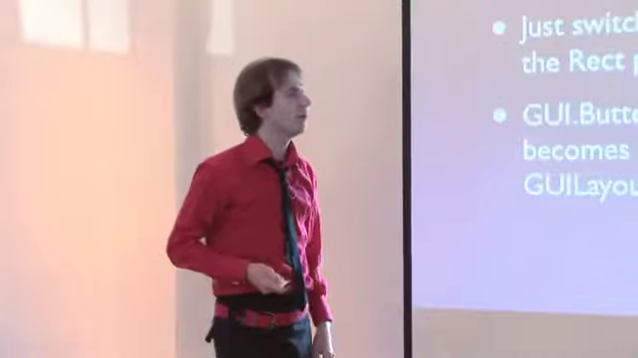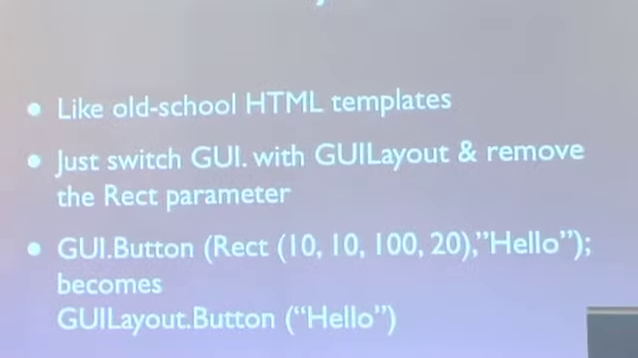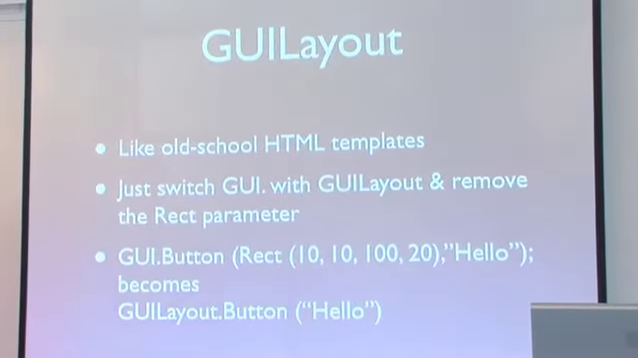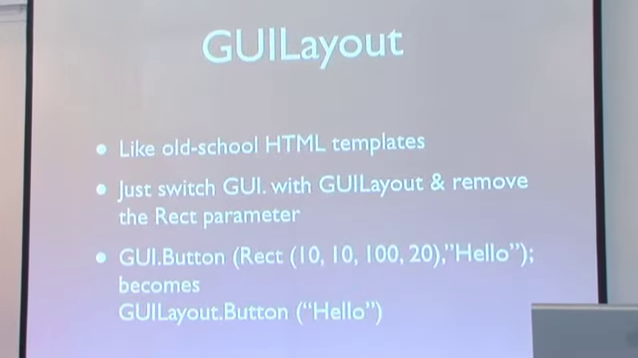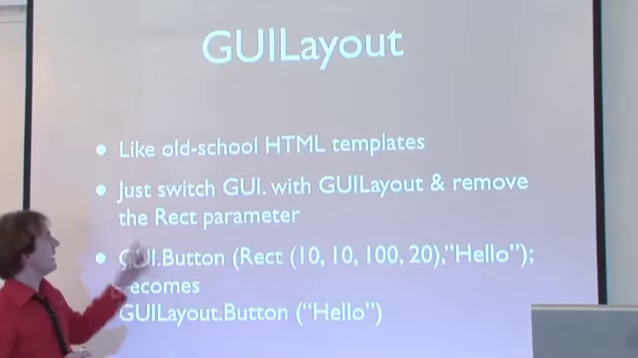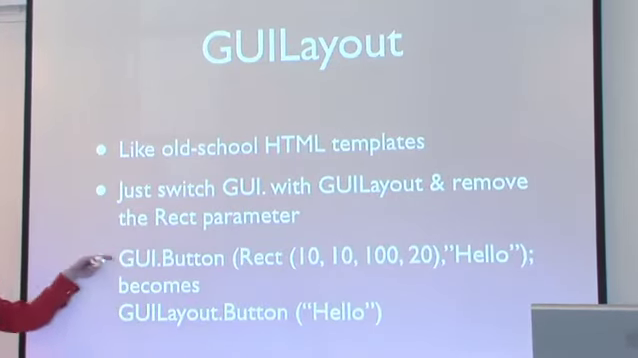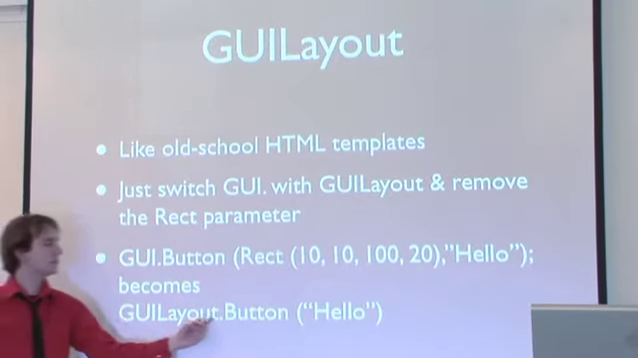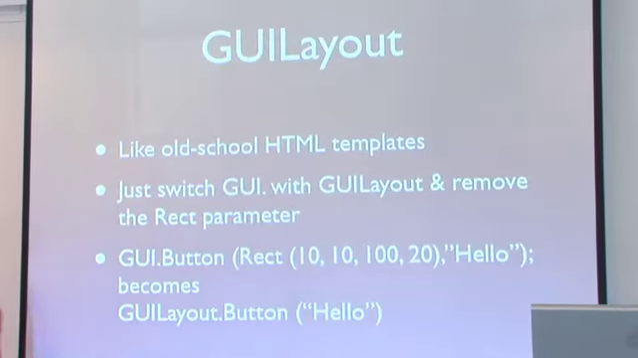I'm not going to go into detail on how you do that, but basically we have this thing as well. So GUI layout. It's a bit like old school HTML pages. To switch from fixed function GUI to GUI layout, you replace GUI dot with GUI layout dot and remove the rect parameter. So down here, GUI.button with a rect and hello just turn into GUILayout.button with just hello. And Unity GUI will figure out where it should go on screen.